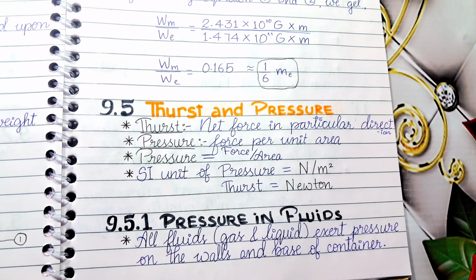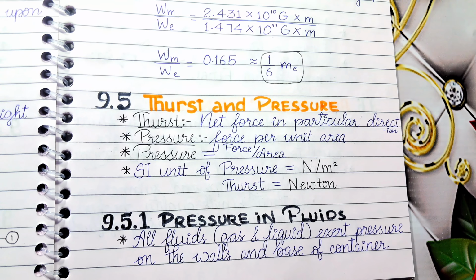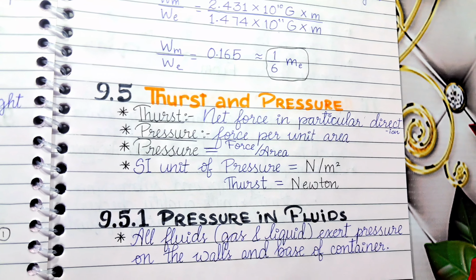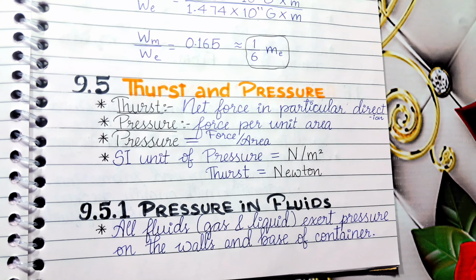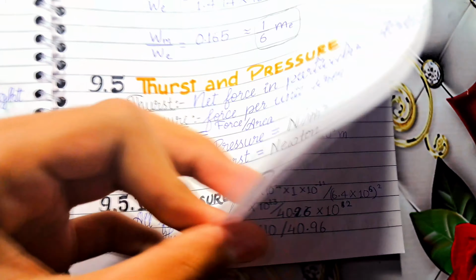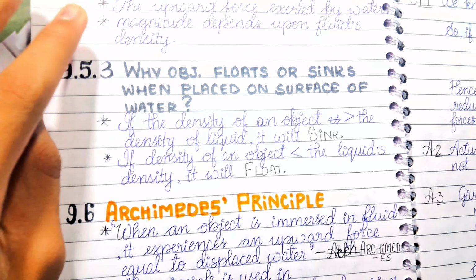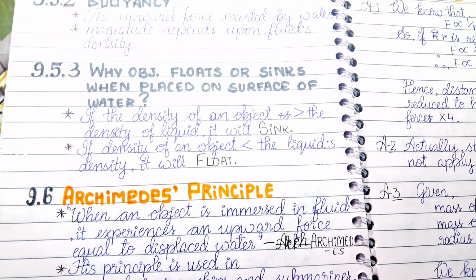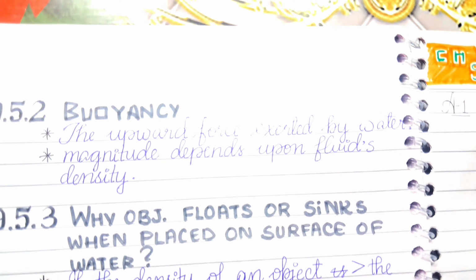Then comes thrust and pressure, which is very simple: thrust is net force in a particular direction, pressure is force per unit area. The SI unit of pressure is Newton per meter square and thrust is Newton. Pressure in fluids: all fluids, gases and liquids, exert pressure on walls and bases of the container. Buoyancy is the upward force exerted by water. Its magnitude depends upon the fluid's density, so buoyancy can be higher or lower depending upon the fluid's density.